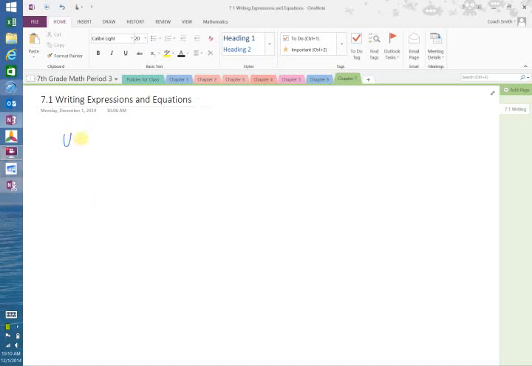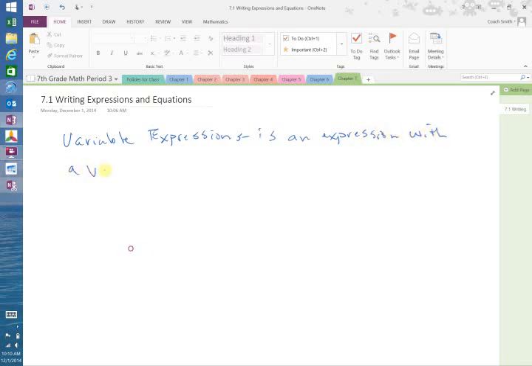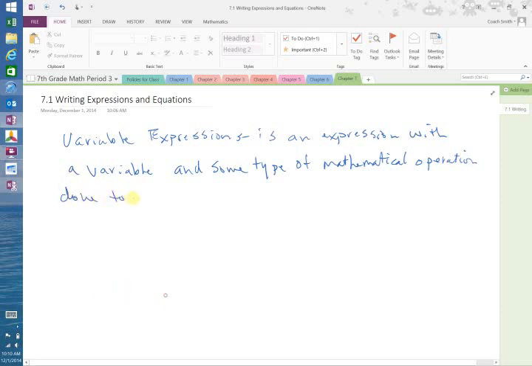Expressions, when we call them variable expressions, okay, a variable expression is a mathematical expression first of all, but mainly a variable expression is an expression with a variable and some type of mathematical operation done to it. Mathematical operations, once again, would be adding, subtracting, multiplying, or dividing.